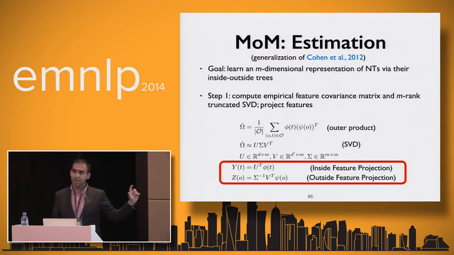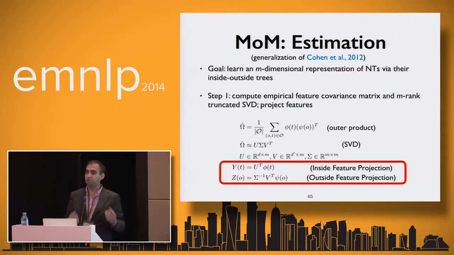Note that this is the main difference between the EM estimation method and our estimation method here. In EM, we had our current parameters, and we used those current parameters to obtain partial counts, and those partial counts correspond to y and z. Over here, what we've done is a one-shot estimation method. We've essentially expressed our translation rules in terms of inside-outside features, computed a singular value decomposition, and that's it.